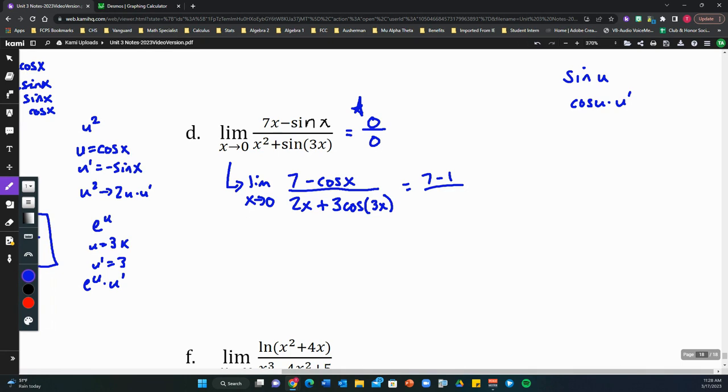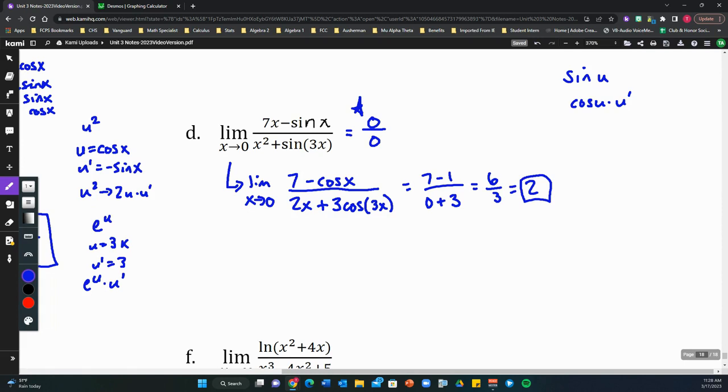And then on bottom, we get 2 times 0 is 0, plus 3 times 0 is 0. That becomes this argument. And cosine of 0 is 1. 3 times 1 is 3. So we end up with 6/3, or positive 2 for our final answer.